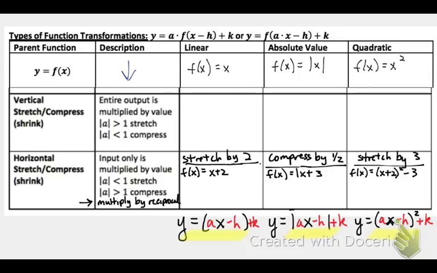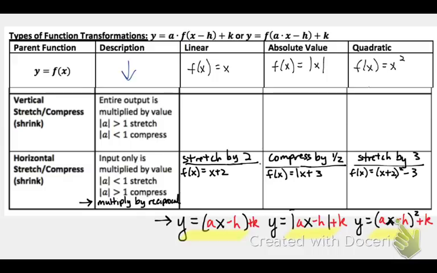Horizontal stretches and compresses are different from verticals in that the position of our a value, where that parameter is multiplied, is different. So look at these 3 general functions that I have down below for linear, absolute value, and quadratic, and notice where the a value is. Now the multiplier is right inside by the x, right inside the math of the function.